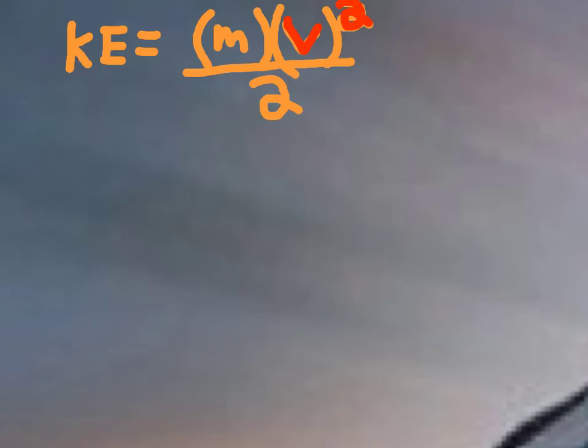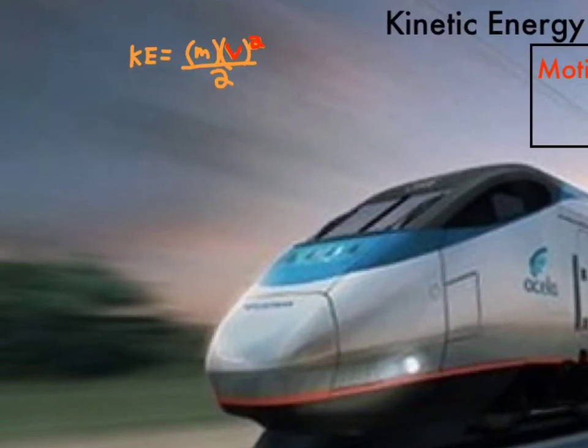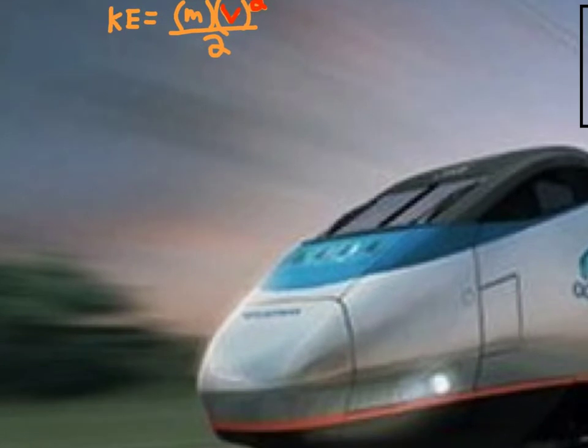So let's just make up a scenario here. We can use our train, but we'll pretend it's a toy train so we don't have such big, huge velocities and masses. Let's take our train here and make up some numbers.